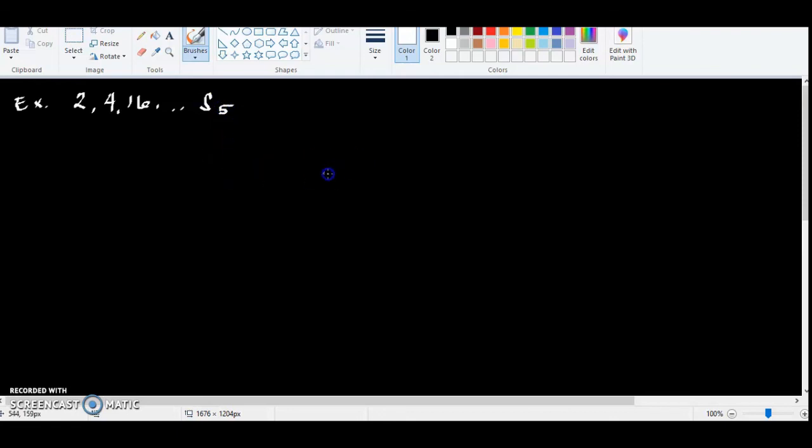Now, since we still have no idea of what kind of pattern this is, we need to find it first. And let us see if this pattern is arithmetic or geometric. Now, if we subtract 4 minus 2, that will give us 2. 16 minus 4, that will give us not 2. Therefore, it is not arithmetic in pattern.